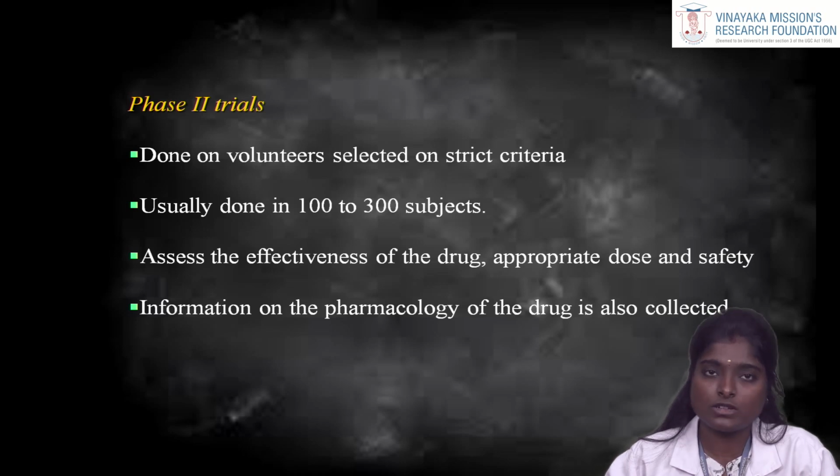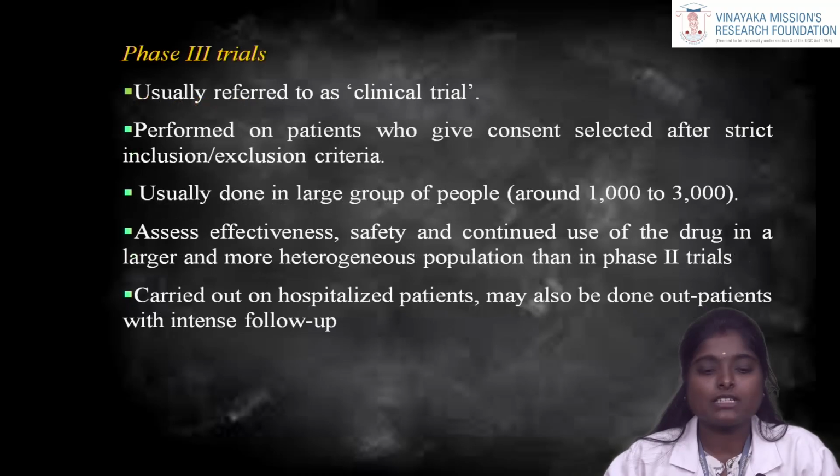So initially, phase 1 trial is an in vitro design and phase 2 trial is a safety design, and phase 3 trial is a clinical trial appropriately performed on patients who give consent, selected after strict inclusion and exclusion criteria. It is usually done in a large group of people, around 1000 to 3000 people. It will assess the effectiveness, safety and continued use of the drug in a larger and more heterogeneous population, and it is carried out in hospital patients, and may also be done in outpatients with intense follow-up.